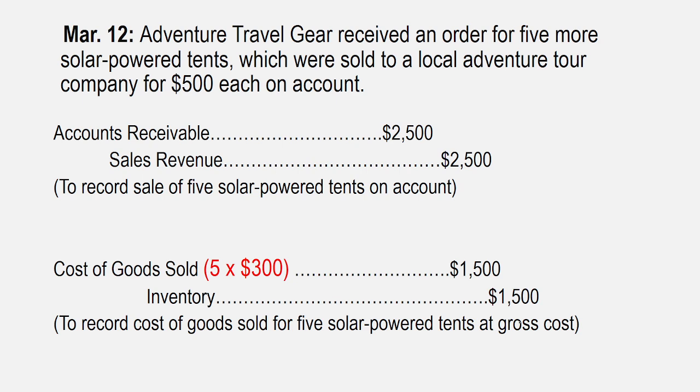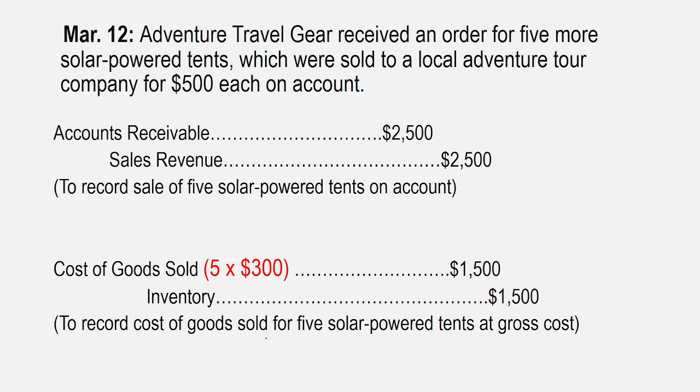Okay, to record these sales in the accounting books, Adventure Travel Gears debits accounts receivable because they sold on account. This amount equals $2,500 and represents the amount owed by the Adventure Tours company for the tents. Simultaneously, they credit the sales revenue account for $2,500. They are recognizing the revenue generated from the sales.